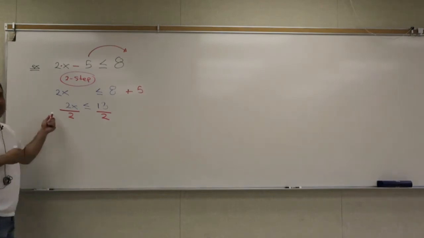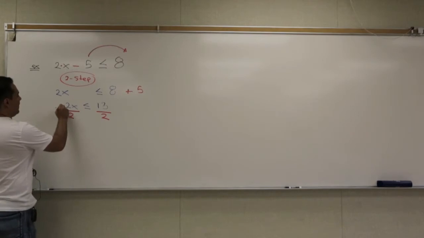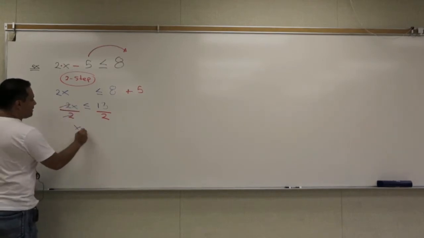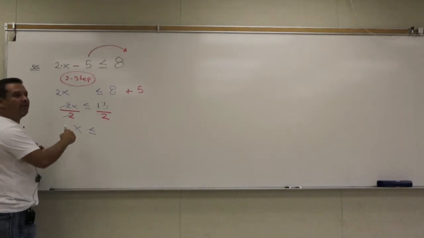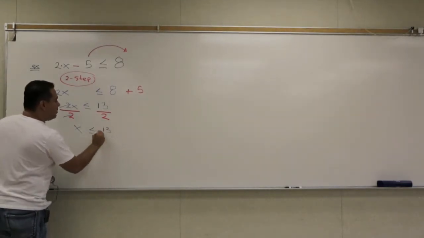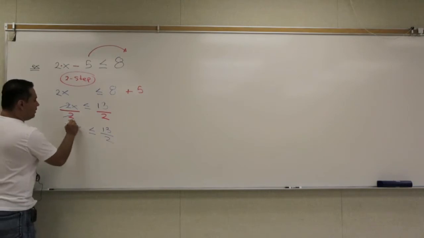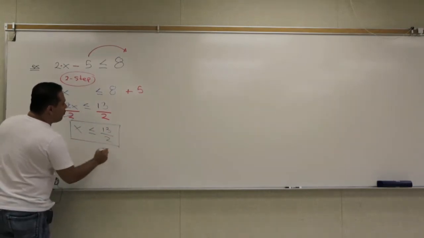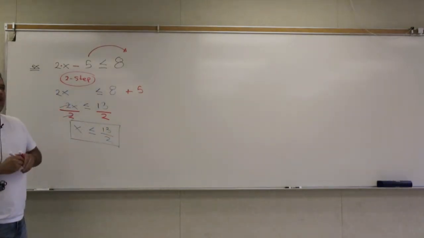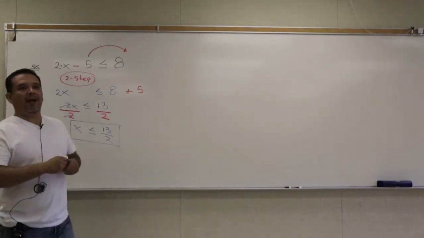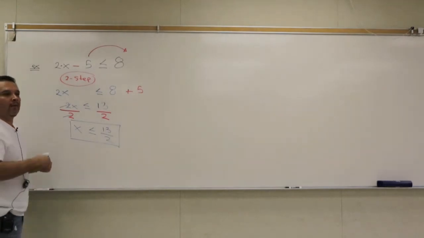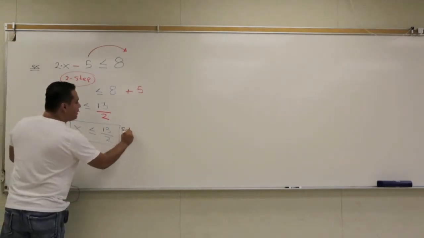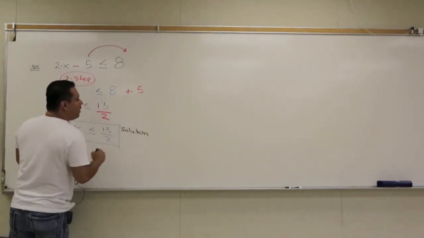Okay, now what happens with your 2's? What happens? They cancel out. Okay, so you have your x less than or equal to, can you reduce this fraction 13 halves? No. So it's 13 over what? 2. So ladies and gentlemen, this is a very important piece of information. Here, they're going to ask you, first of all, to solve the inequality. So this is the solution in some sense. You have solved this thing.